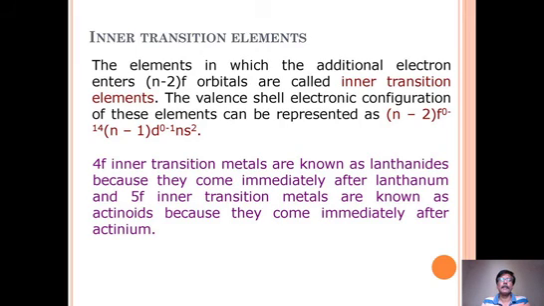We know that elements are classified into different categories, and groups have been formed based on their properties and their valence electron configuration. So electron configuration has been the major aspect to divide elements into different groups. We have S block elements, P block elements, D block elements, and F block elements. We have already discussed S block, P block, and D block.